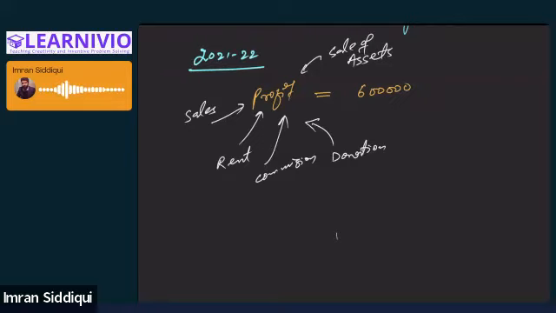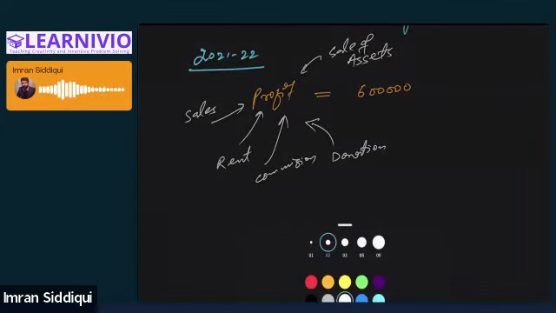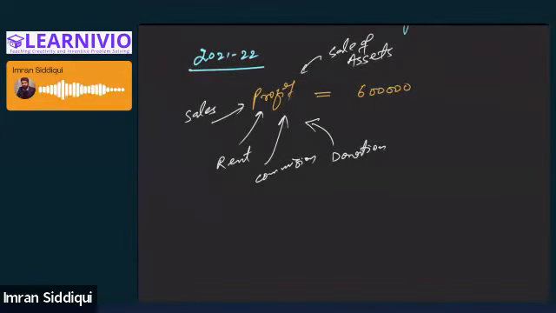Right. So the thing is that in order to find out the normal profit of the firm, we need to subtract certain incomes which have been earlier added in the profit, but should not be added because those are not from the regular source of the business. Those are considered abnormal gains.